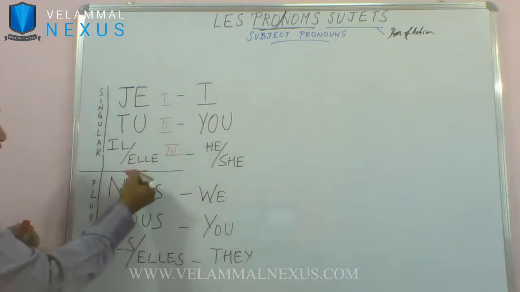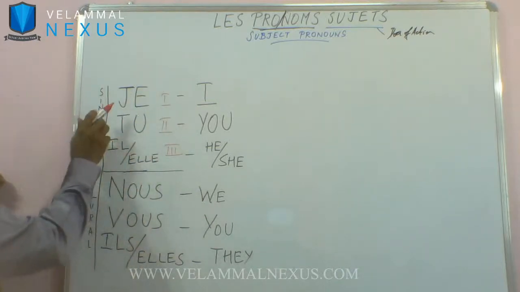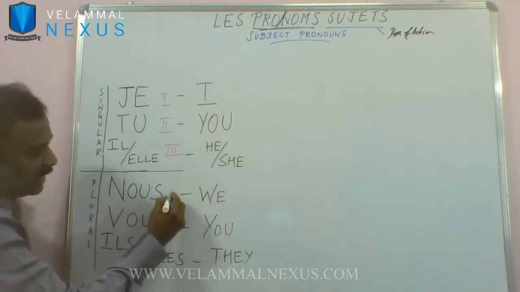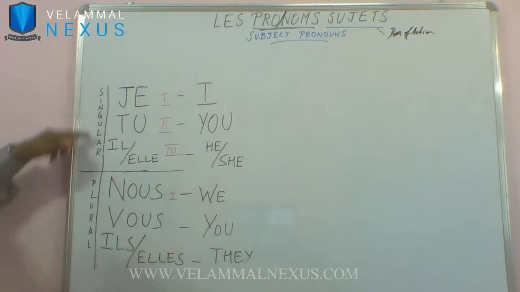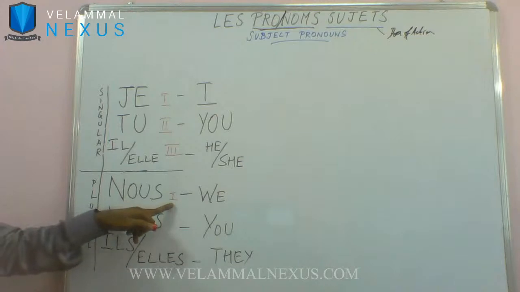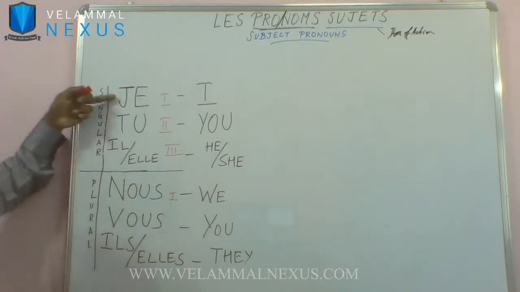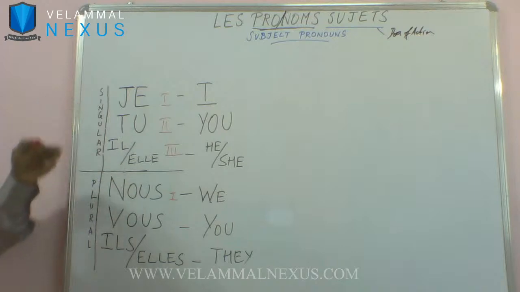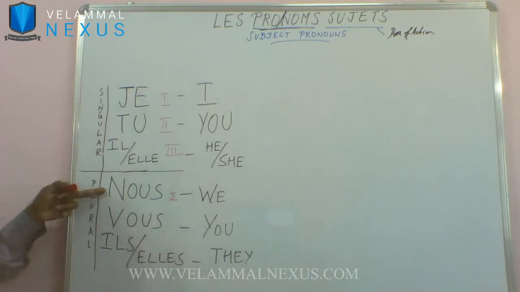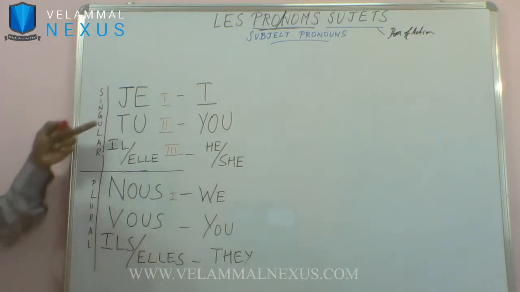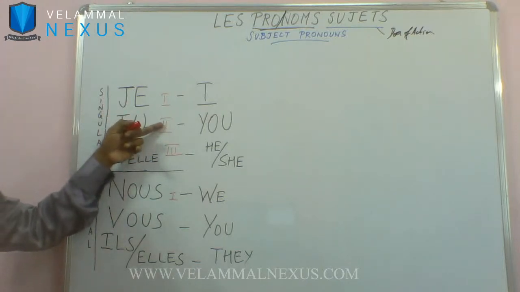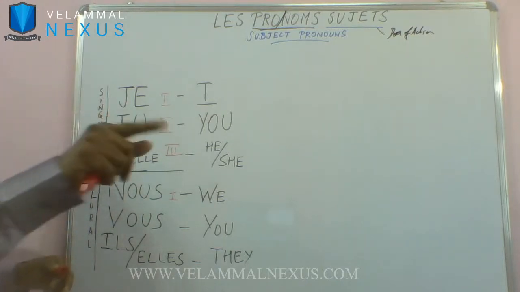Now after this you have the plural form here. You can see these are singular and these are plural. So nous is the first person plural. I go to the market. One plus more, we go to the market. Je becomes nous in plural. First person singular, first person plural. Then tu is the second person, you. I'm addressing somebody.